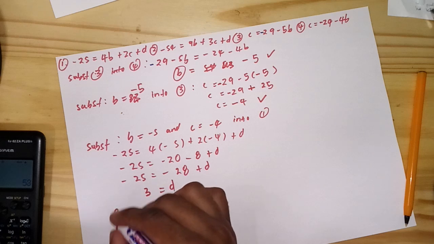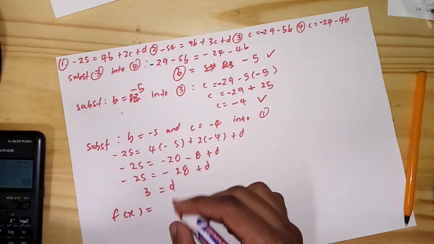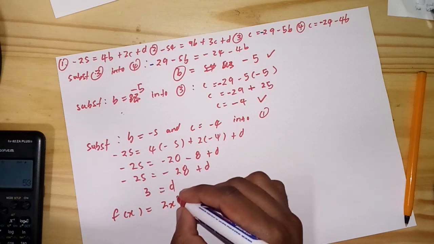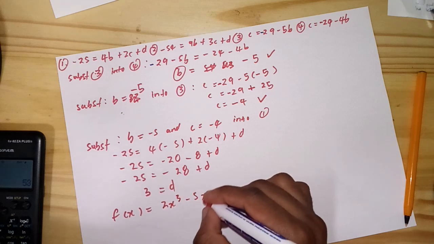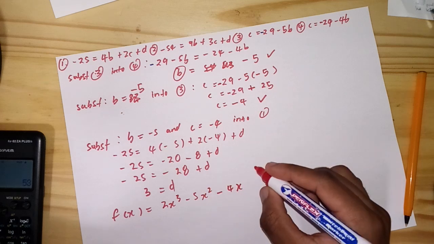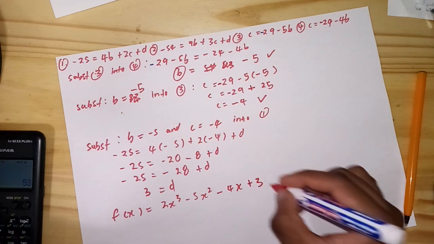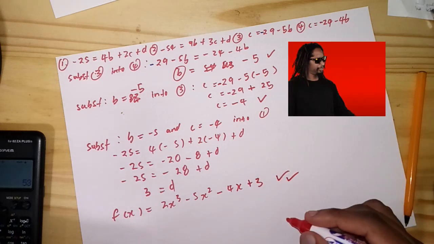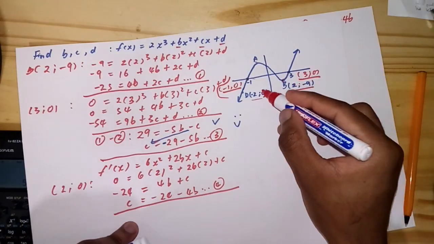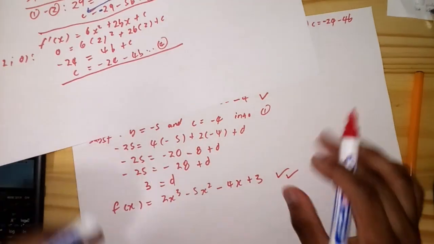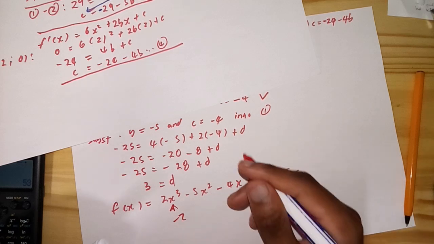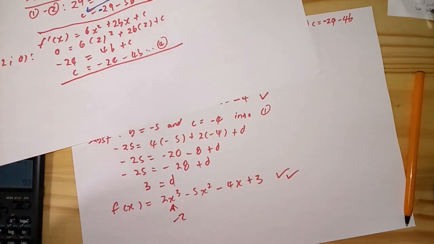Then you come and write it out. Okay, f of x is equals to 2x cubed minus 5x squared minus 4x and plus 3. Good on you. So if you wanted to find y, all you have to do is just to come and substitute 2, or rather minus 2, in this region, and you will find your y. Right on.